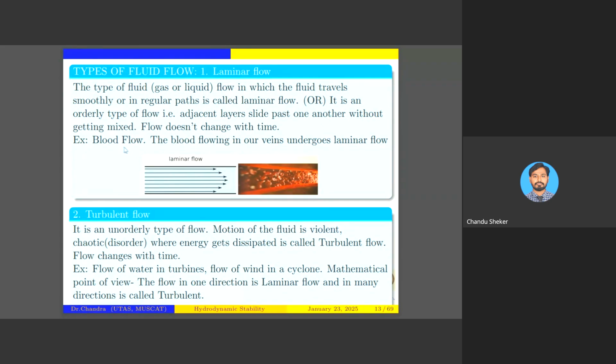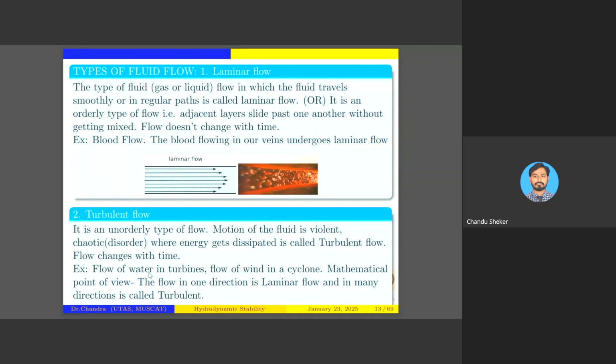Examples are the flow of water in a tap, in a pipe, and blood flow through veins. These are all laminar flow examples. Let us come to the turbulent flow. As I said, it is not orderly flow, it is unorderly flow. Okay. So how does the flow behave? The motion of the fluid is violent and disordered, where the energy gets dissipated. This flow will change with time.